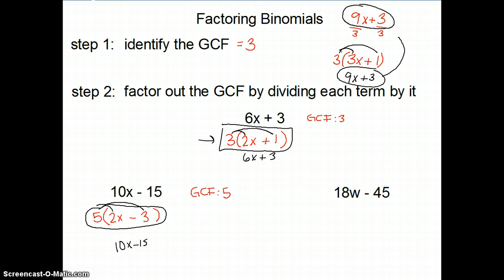The greatest common factor of 18w and negative 45 is a 9. So I'm going to go ahead and factor out my 9 by writing the 9 on the outside of parentheses. 18w divided by 9 is 2w. Negative 45 divided by 9 is a negative 5. So this is the factored form of my original binomial. I can distribute my 9 back in to get 18w minus 45. And since that matches our original, we have factored correctly.